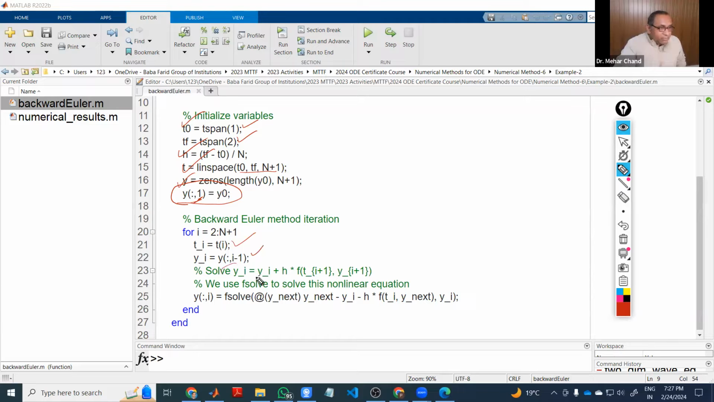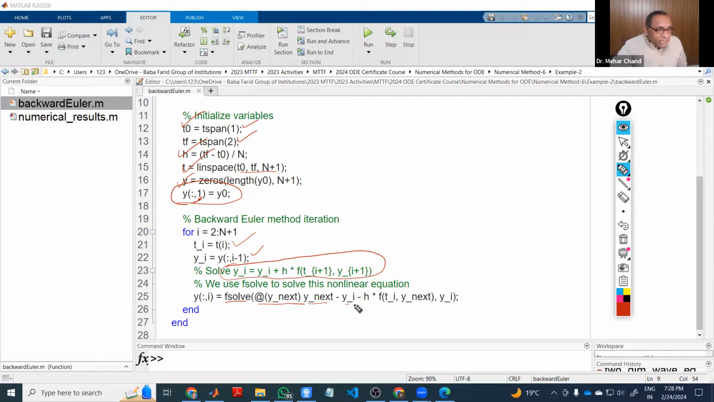And then we have the equation, as you can see in the MATLAB syntax which we discussed just now. But to solve this problem, we are using the fsolve function. What this function will do is solve the equation for the value we need. Here you can write @(y next), so the next point is the function of y next, and then minus yi.